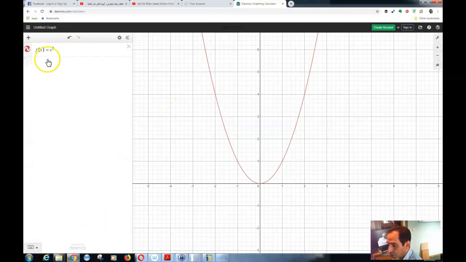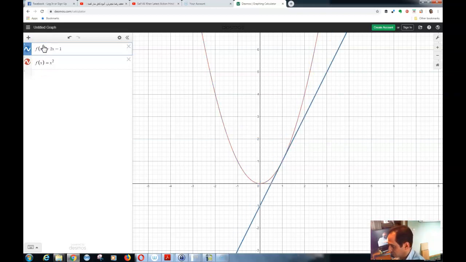So if I draw this line over here, f of x is equal to 2x minus 1, and you can see that the line is exactly tangent to the function at this point 1 comma 1. Now, this is actually the derivative of the function at this point 1 comma 1. Now suppose, for example, at x is equal to 2, the value of the function is 4.